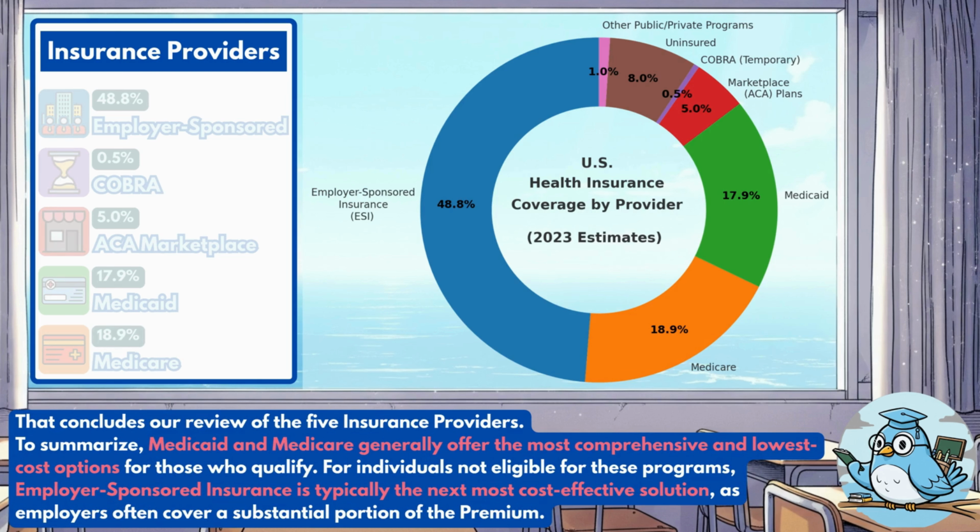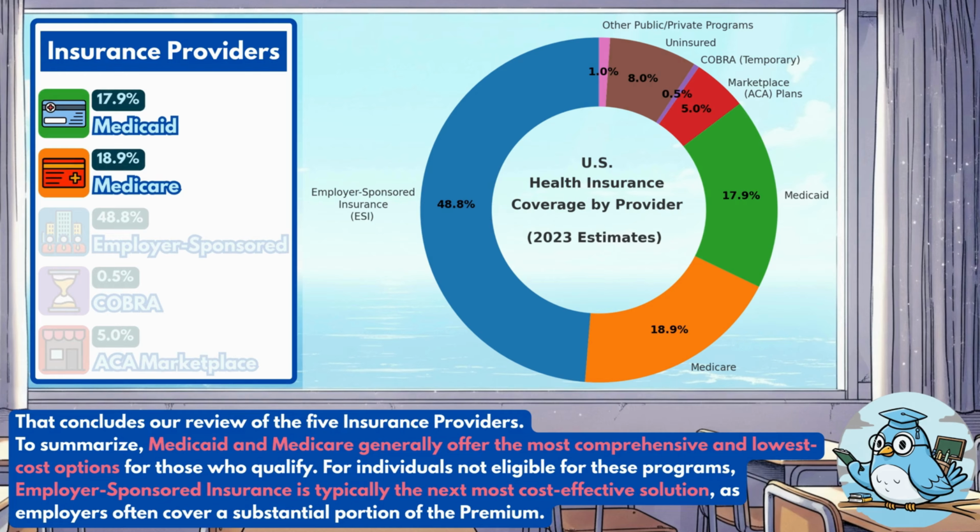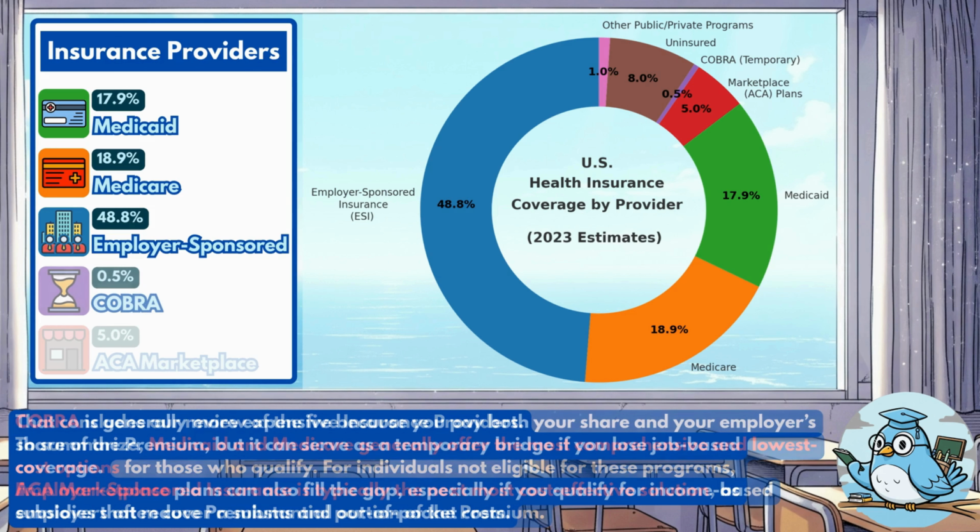That concludes our review of the 5 insurance providers. To summarize, Medicaid and Medicare generally offer the most comprehensive and lowest cost options for those who qualify. For individuals not eligible for these programs, employer-sponsored insurance is typically the next most cost-effective solution, as employers often cover a substantial portion of the premium.